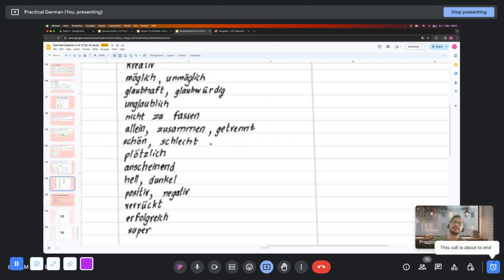Plötzlich means suddenly. Yeah. Anscheinend, I don't know. Apparently. Hell, dunkel. Hell means light or bright, dunkel means dark. Yeah. Think of examples.